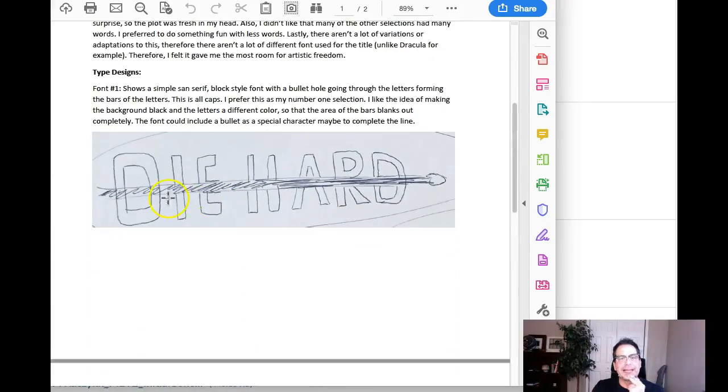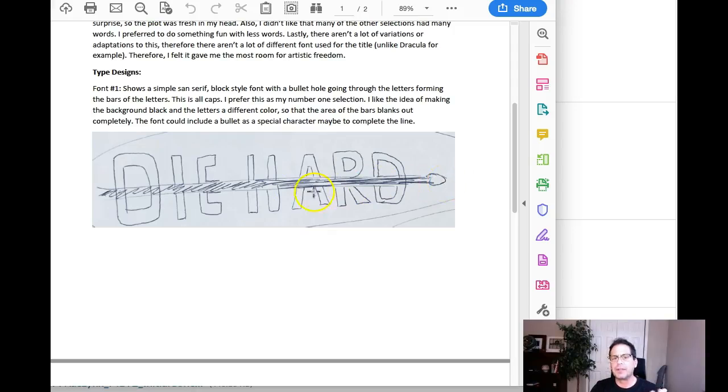So basically, the bullet running through the type is going to be really difficult to execute. The reason being, if you're just going to design a title for the book or for the poster, that's great. This will work fine, right? But you're designing a typeface, a whole typeface. So it's going to be almost impossible to design letters, both uppercase and lowercase, that have this kind of bullet running through them. Do you see what I'm saying?